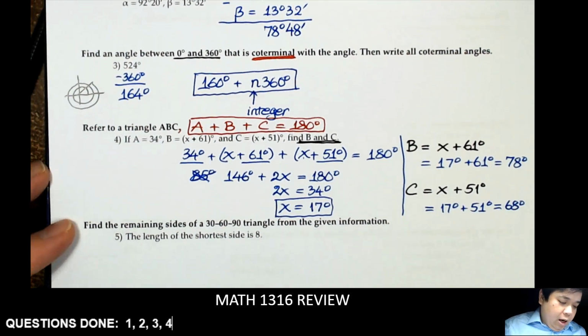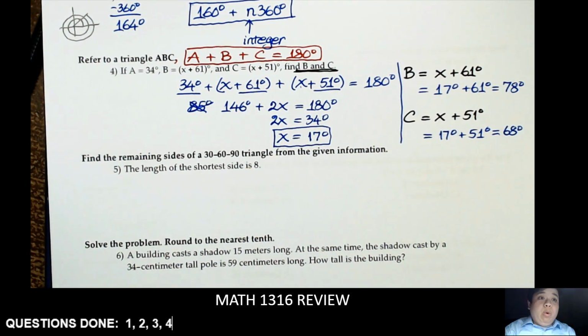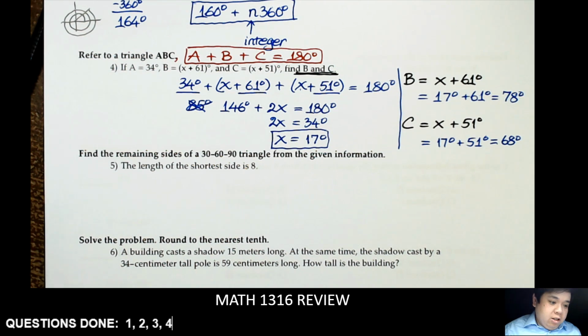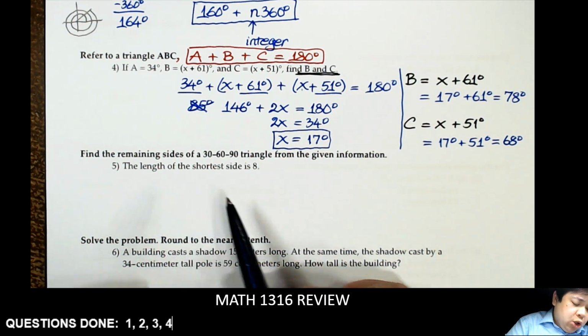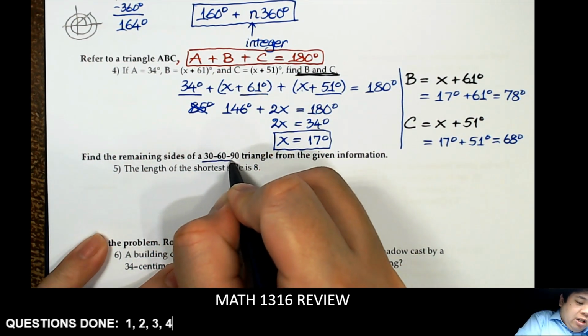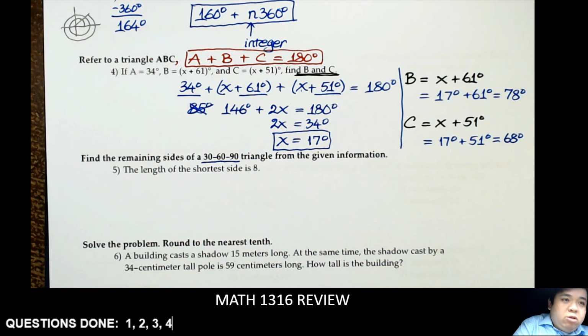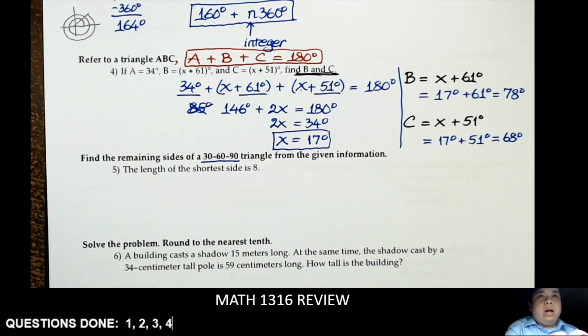Alright. Next, we will not go over every problem. We might skip a few of this review. So we have the 30, 60, and 90 degree triangle. It is a special right triangle.